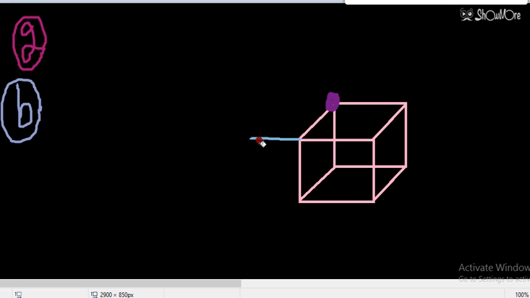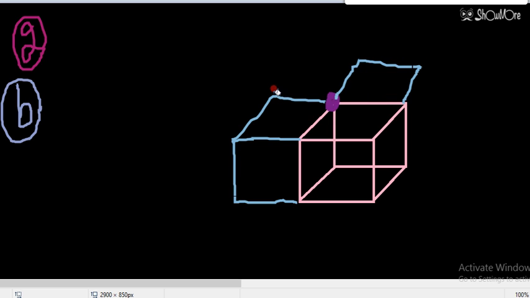Wait, I will try to complete the diagram. 1 cube will be required here in this way. 1 cube will be required here. 1 cube will be required at this back end. 1 cube will be required from here. So now these are the 4 cubes, like this figure you can see. So there will be 4 cubes. This is 1, 2, 3, 4.